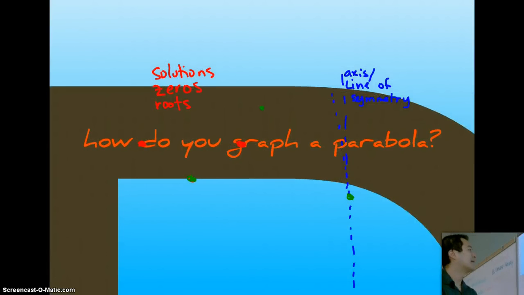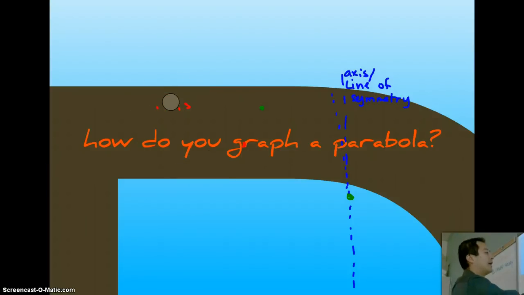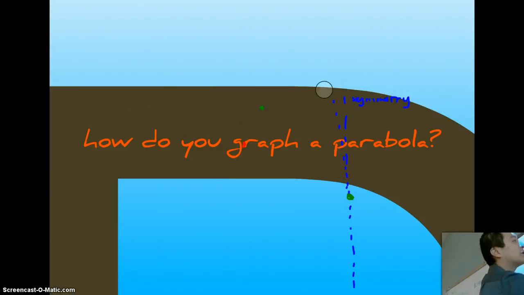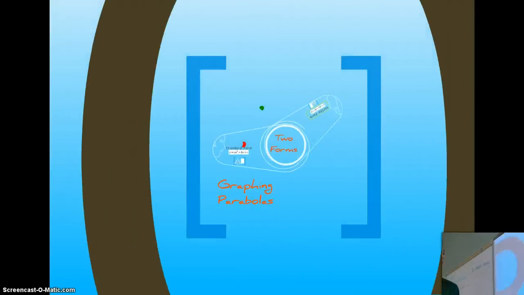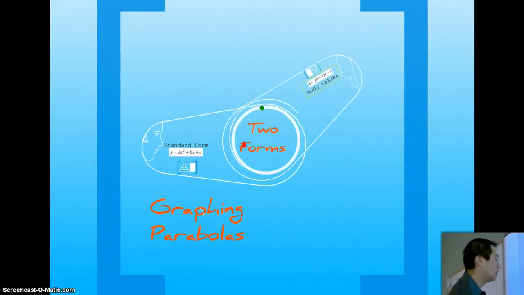Oh, I better erase all that stuff. So my question for you is, how do you graph a parabola? Actually, there are two forms you're going to learn, and I'm going to show you right now. There are two types of forms to learn when you're graphing a parabola: standard form and vertex form.